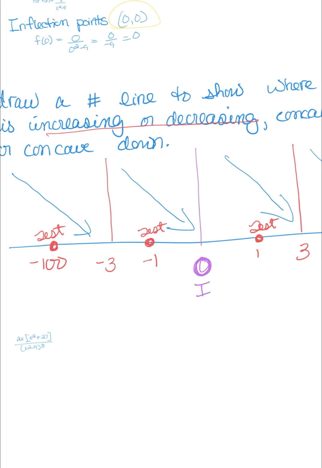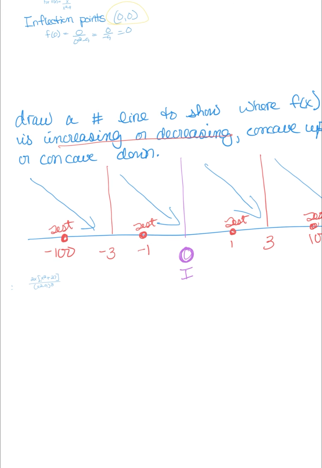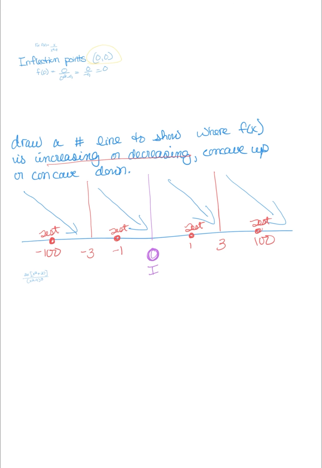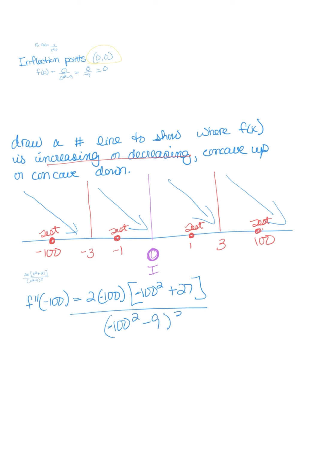Okay, just so I can make sure I'm not plugging in something else. Okay, here we go. So I'm going to make this a little bit bigger. We have f prime prime of negative 100 equals, so we're going to have 2 times 100 times 100 squared plus 27 over, oh, this is supposed to be a negative 100, over negative 100 squared minus 9 cubed.